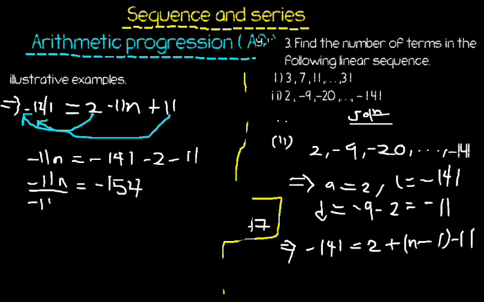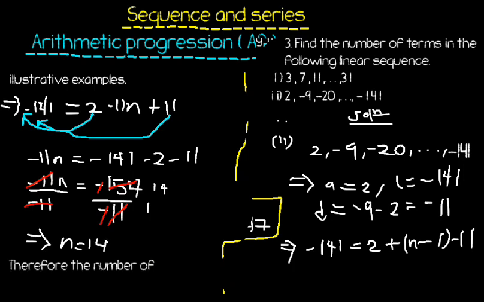So dividing through by minus 11, the minus 11 cancel out. Minus 11 goes to 1 and goes to 154 14 times. So obviously our number of terms is 14. Very easy to do. So therefore our number of terms is 14.